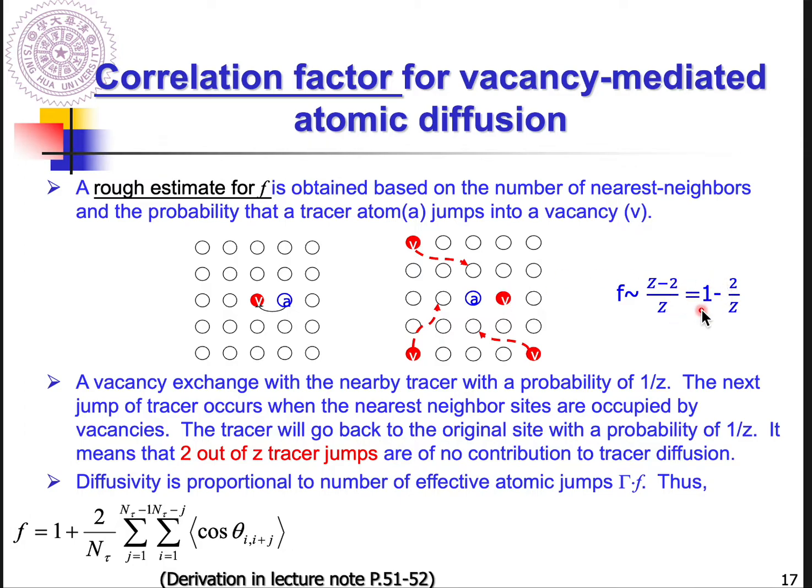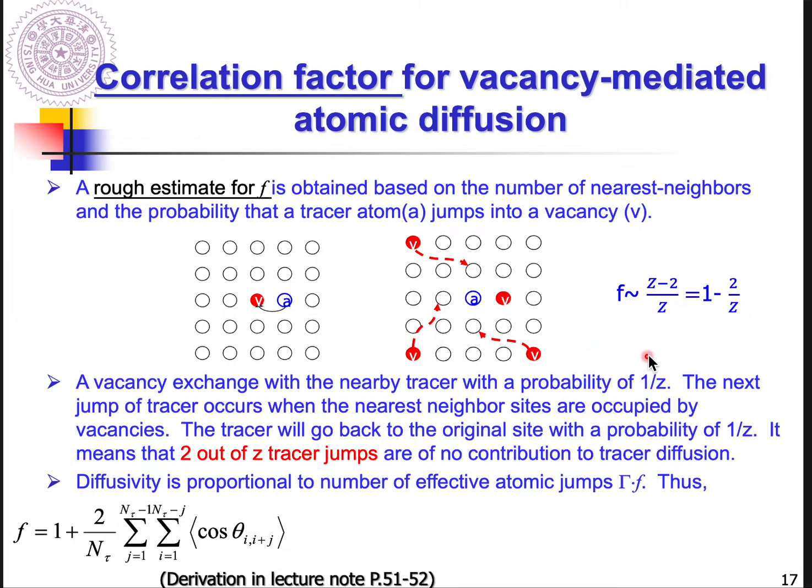So we just use 1 minus these two useless jumps, so it becomes 1 minus 2 over z. What is z? Z is the coordination number. So the probability to allow A to exchange with V is actually 1 over Z. So this atom jumps to the vacancy; this is 1 over Z. So I subtract this term and also this term.